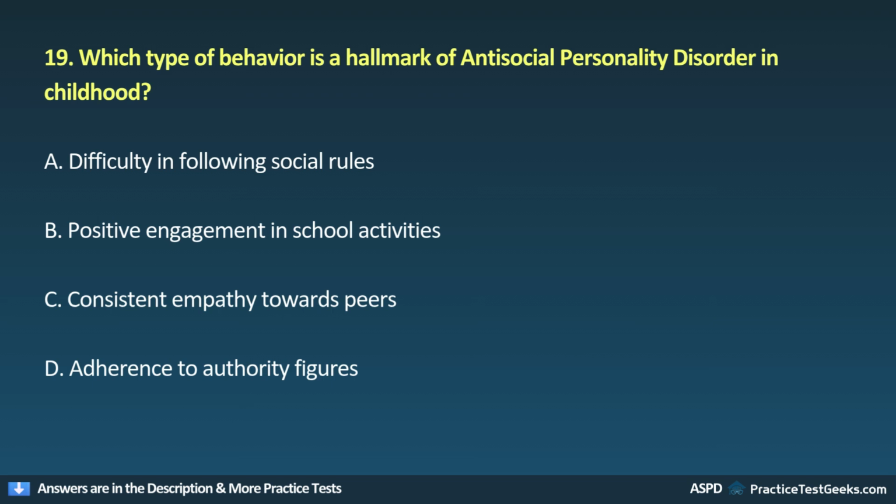19. Which type of behavior is a hallmark of antisocial personality disorder in childhood? A. Difficulty in following social rules. B. Positive engagement in school activities. C. Consistent empathy towards peers. D. Adherence to authority figures.